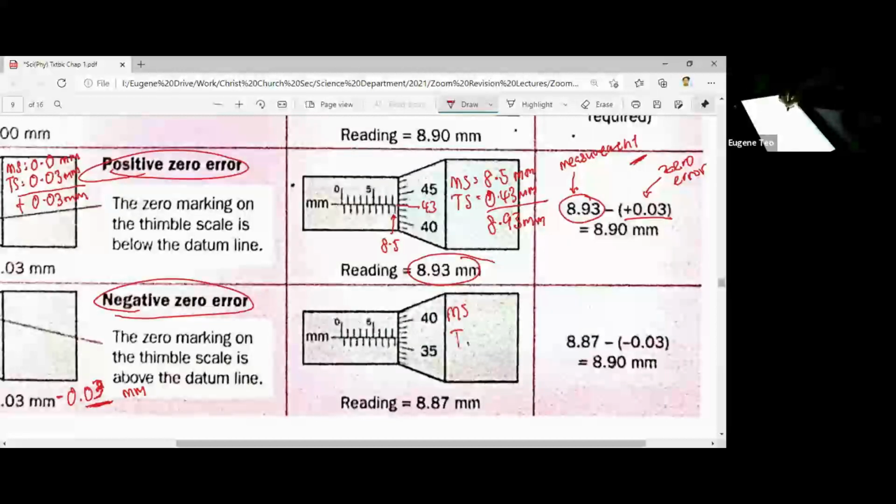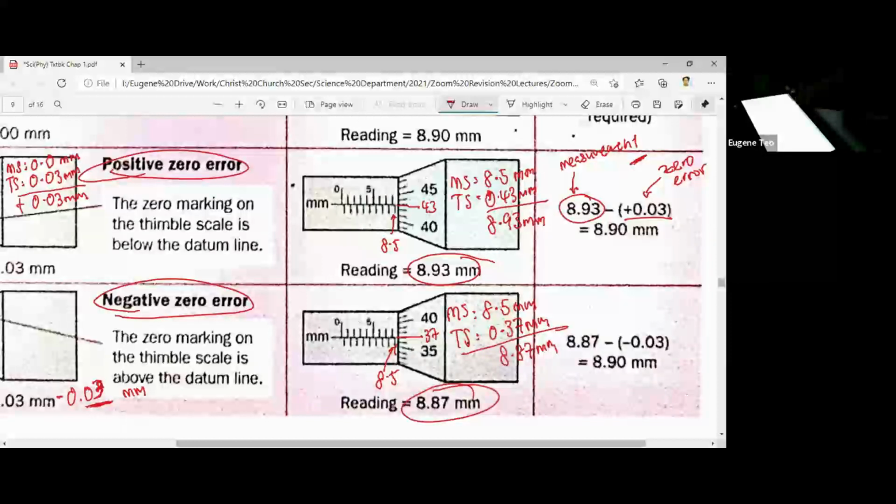The main scale, the thimble scale. Main scale, what I read here, you realize 5, 6, 7, 8. Last thing I can read is 8.5. So my main scale reading is 8.5 mm. What I have over here, 35, 36, 37. So the thimble scale is 0.37 mm. So this is 8.87 mm.